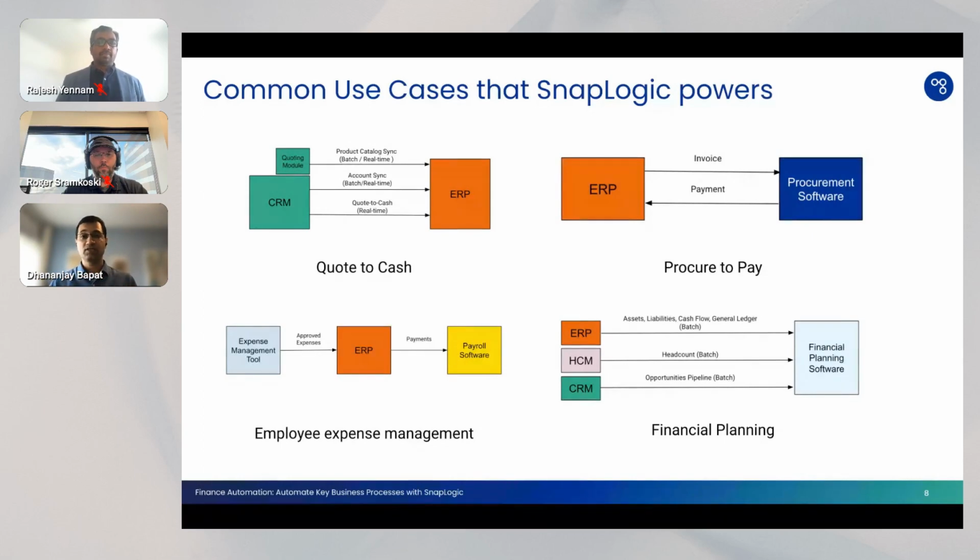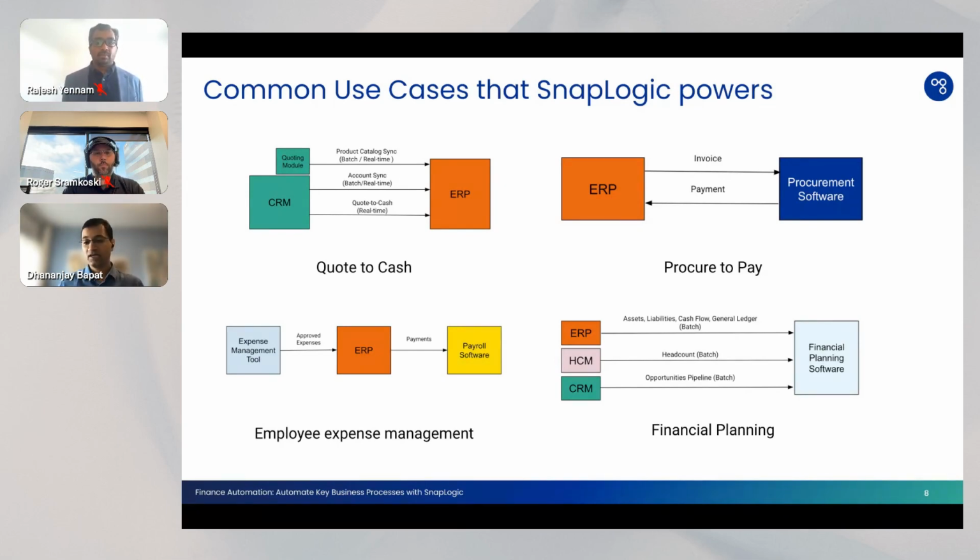Then the third one is employee expense management. So your employees might be incurring some expenses when they travel, go to conferences, do customer visits, and you'll record those expenses via an expense management tool like Expensify or SAP Concur. Once that expense is approved, it is then recorded in the ERP system, and then the payments go out via something like ADP, the payroll software.